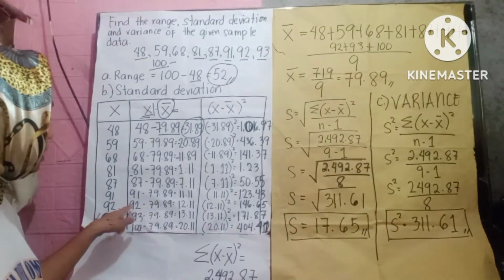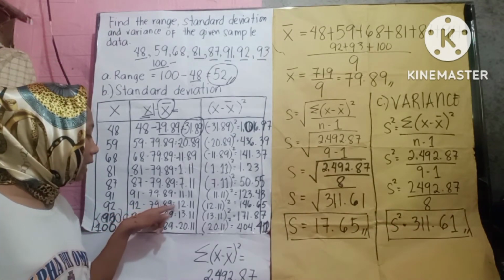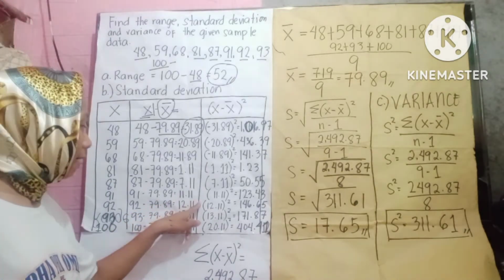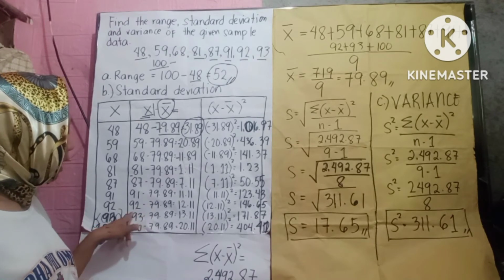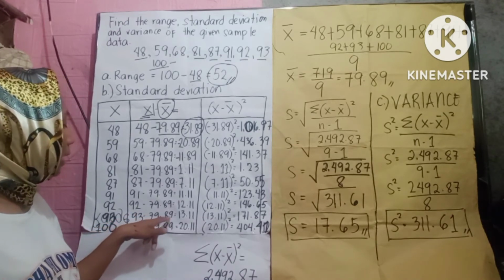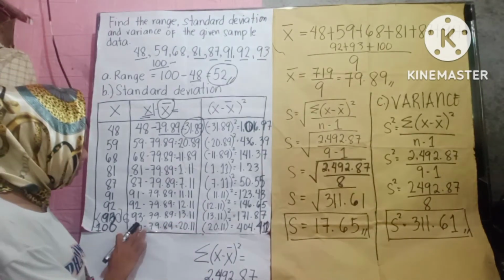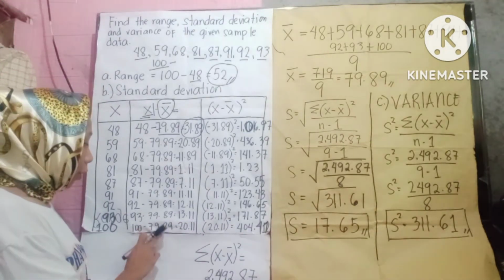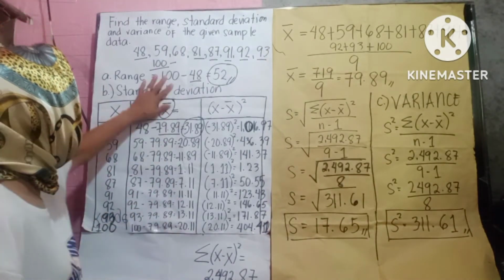The next is 92 minus 79.89 is equals to 12.11. And the next is 93 minus 79.89 is equals to 13.11. Then the last one is 100 minus 79.89 is equals to 20.11. So, nakuha na natin yung second column.